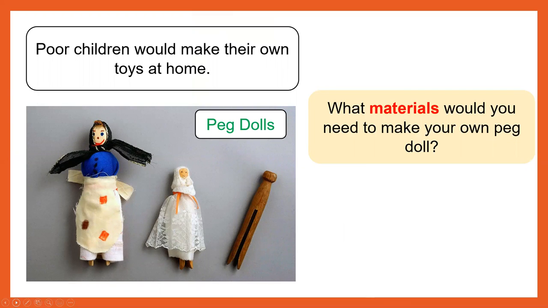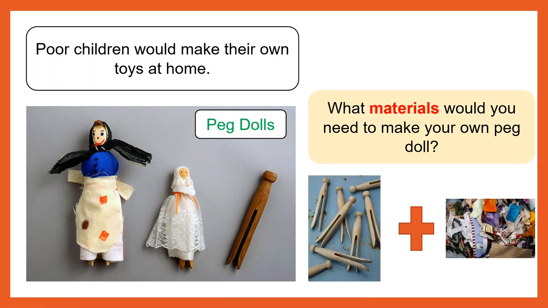Poor children would make their own toys at home. Here's an example of some toys that poor children might have made, and they're called peg dolls. What materials would you need to make your own peg doll? Pause the video and talk to your grown-up about what material you would use. Well done, children. Let's have a look and see if you're right. They would use wooden pegs and scraps of material.